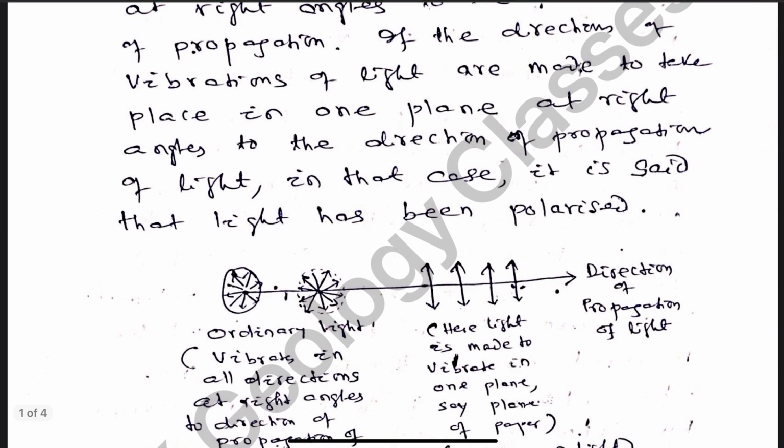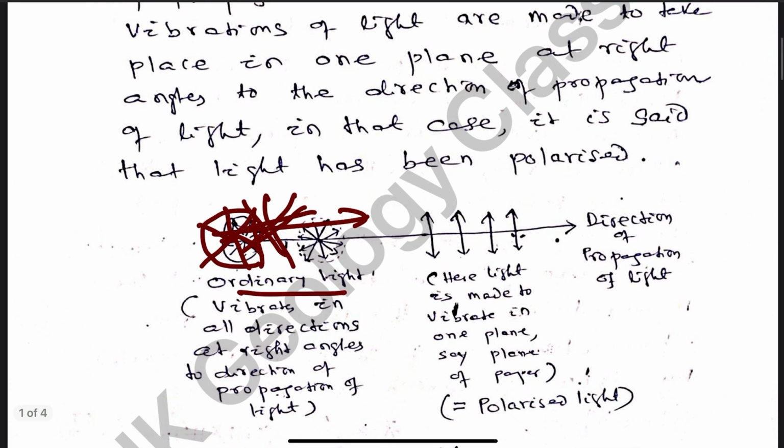if you look at this diagram, this is the ordinary light, which is vibrating in all directions at right angles to the direction of propagation. If this is the direction of propagation, light is vibrating in all directions. So here it is ordinary, because light is vibrating in all directions at right angles to the direction of propagation. This is the direction of propagation. Lights are vibrating in all directions. And so this is ordinary light, which vibrates in all directions at right angles to the direction of propagation of light.